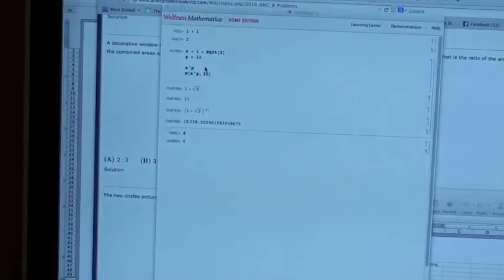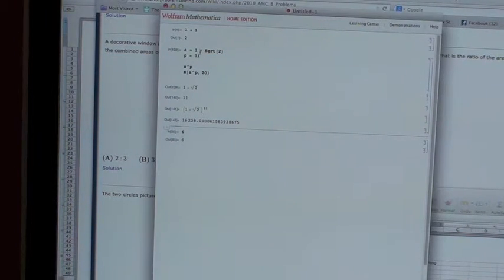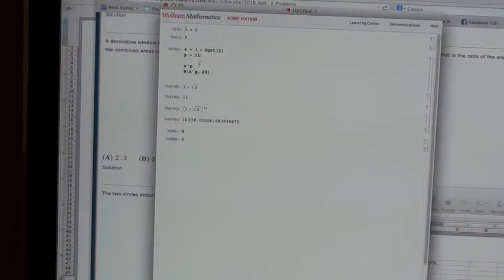Okay, so we're back to the computer here. Yep. And now, instead of 1 plus the square root of 2, we're going to look at 1 minus the square root of 2, and see what happens to it. Okay. There it is at the beginning, minus 0.414, like we said.